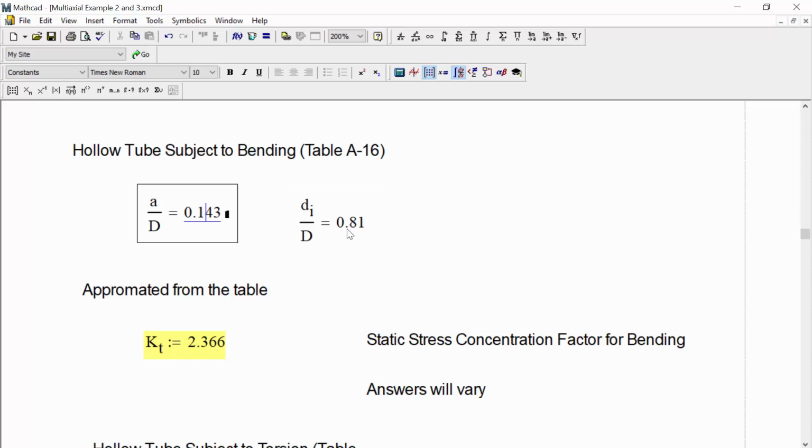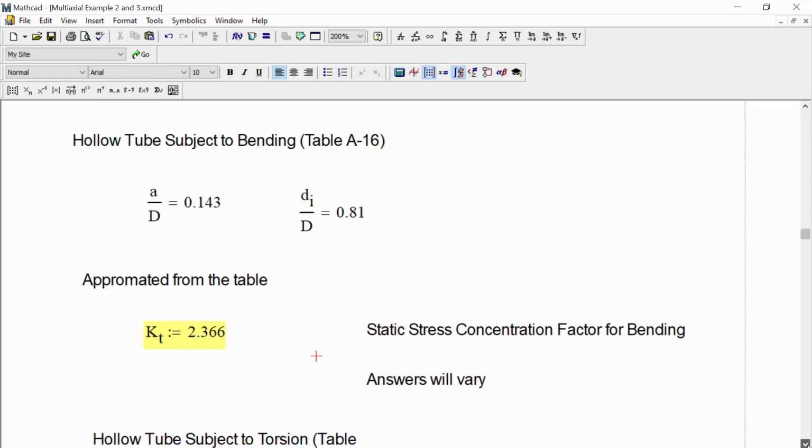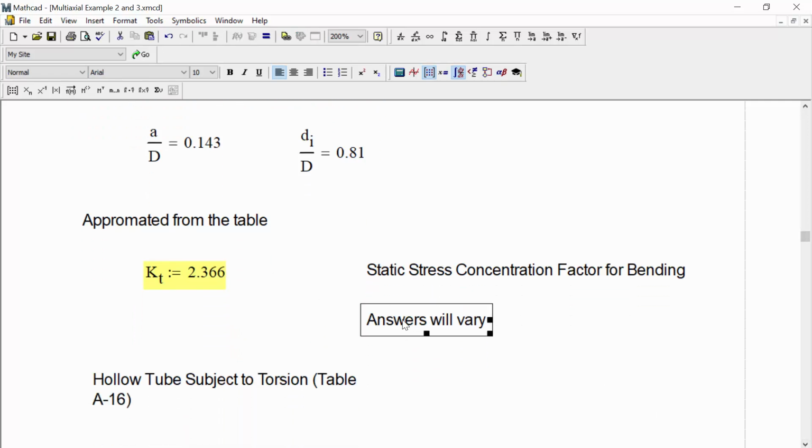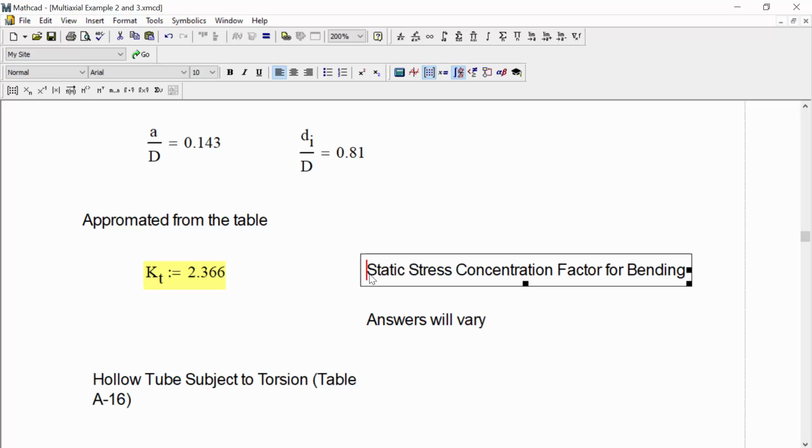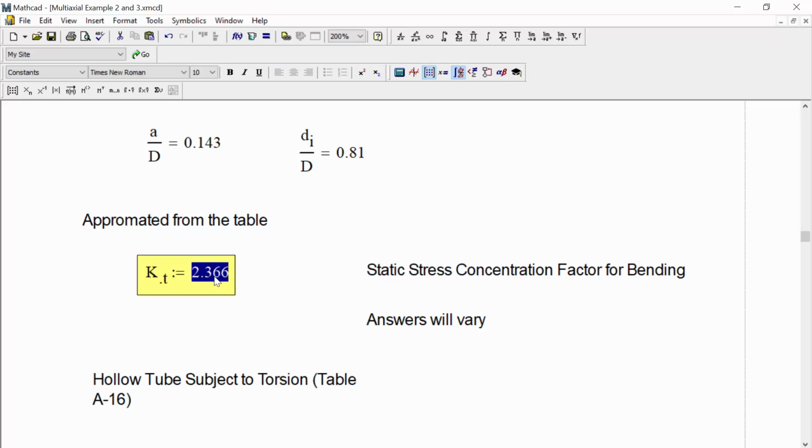With these 2 ratios, we can approximate from the table that KT is about 2.366. Now, again, answers will vary because this is a little bit subjective. You need to basically do a linear approximation across this table in order to predict what your KT is going to be. So I wouldn't be surprised if there's some plus or minus in everyone's answer on this KT.